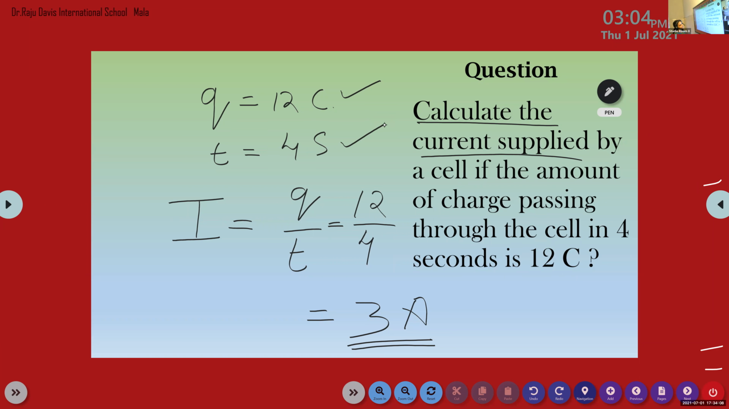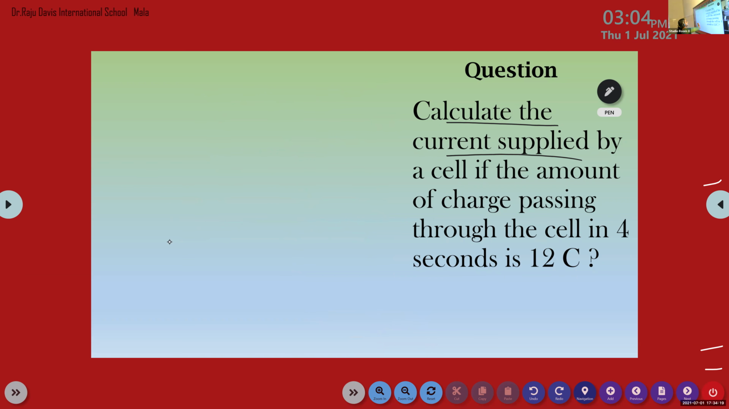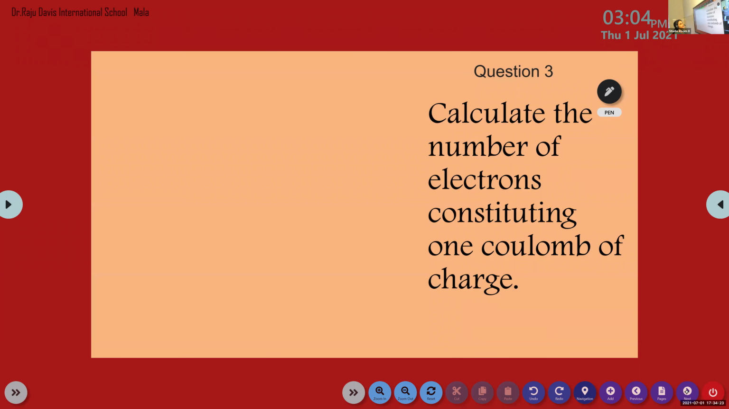Is it clear? Yes, ma'am. Okay, so can we move to the next question? So this is your next question. Calculate the number of electrons constituting 1 coulomb of charge.